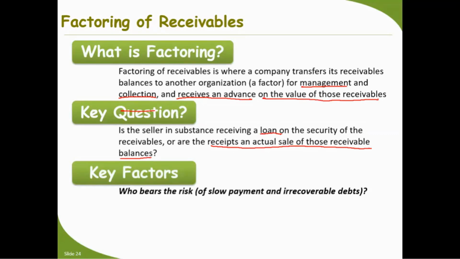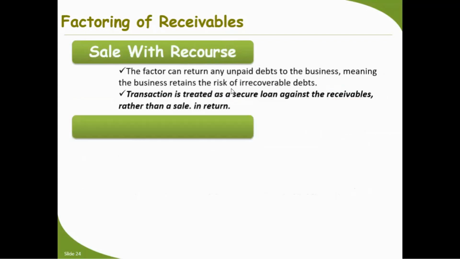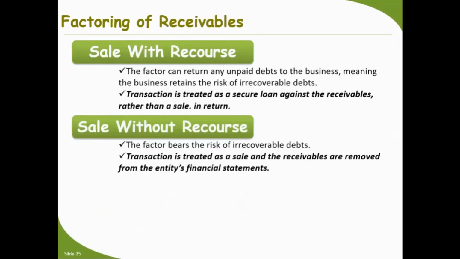Now, there are two types of arrangements. Number one, the first arrangement is sale with recourse, and the second one is sale without recourse. If you have sale with recourse, the factor has the right to return any unpaid debt. It means risk will remain with you. You are bearing the risk of default. In that case, it is not your sale, but the amount which you have got will be treated as a loan against the security of receivables.